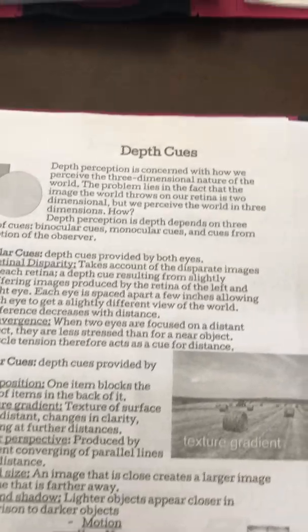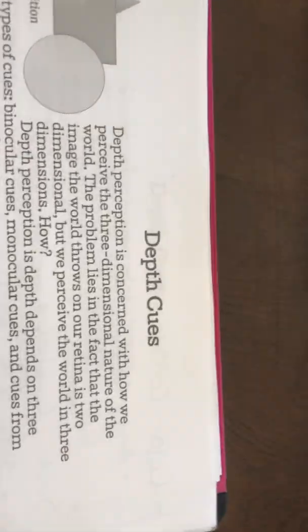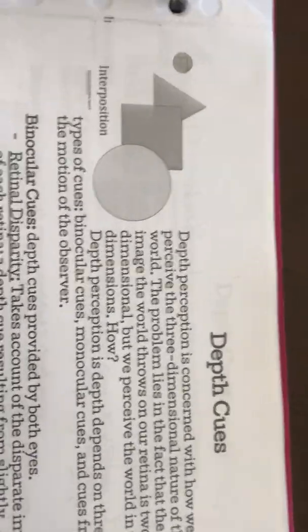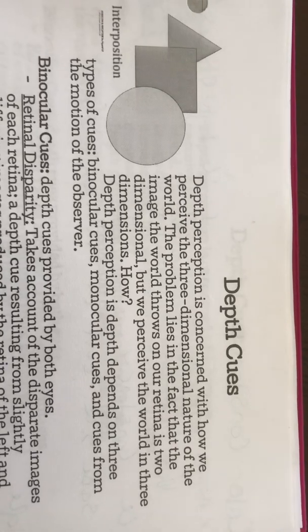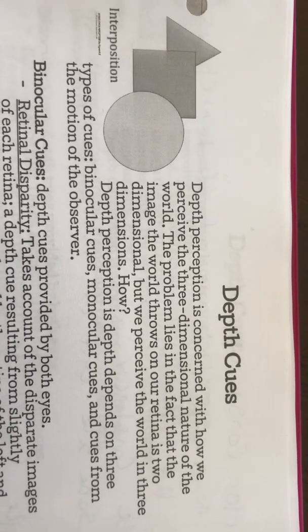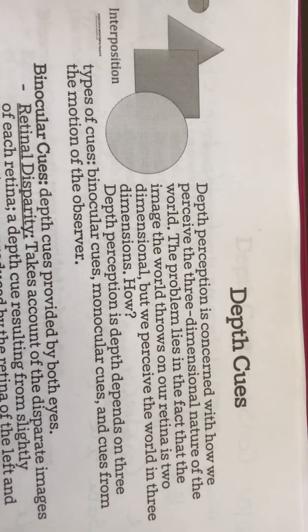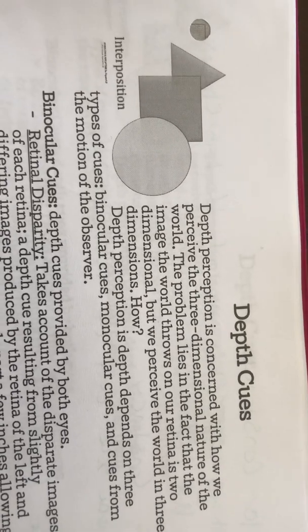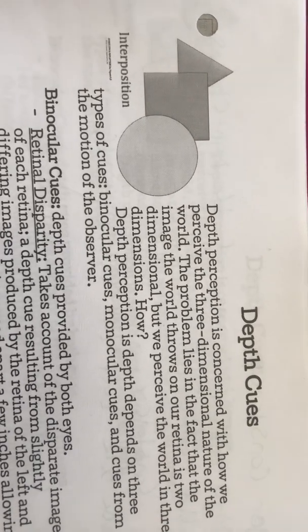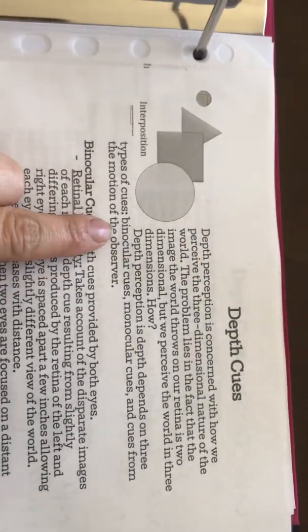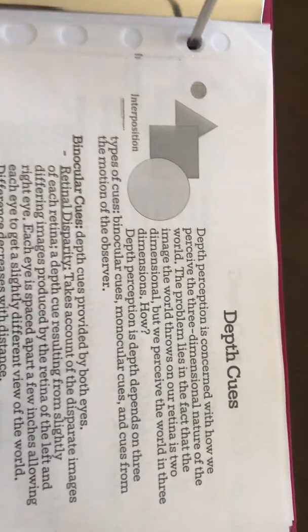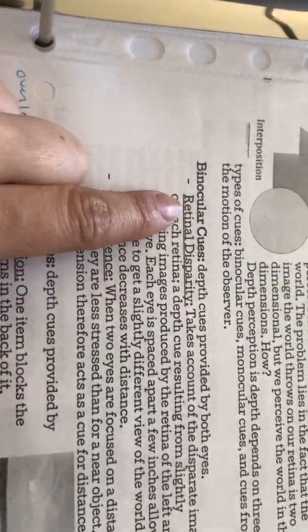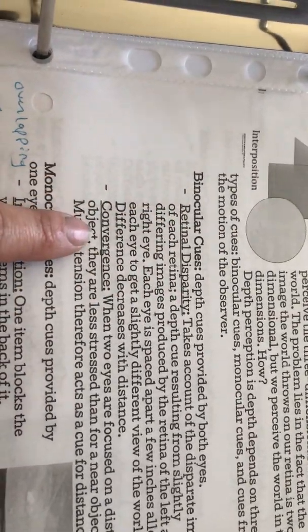So the last thing we're talking about in our perception and sensation unit is depth cues. Depth perception is concerned with how we perceive the three-dimensional nature of the world. The problem lies in the fact that the image the world throws on our retina is two-dimensional, but we perceive the world in three dimensions. How? We have what's called binocular cues and monocular cues. We have two different types of binocular cues: retinal disparity and convergence.